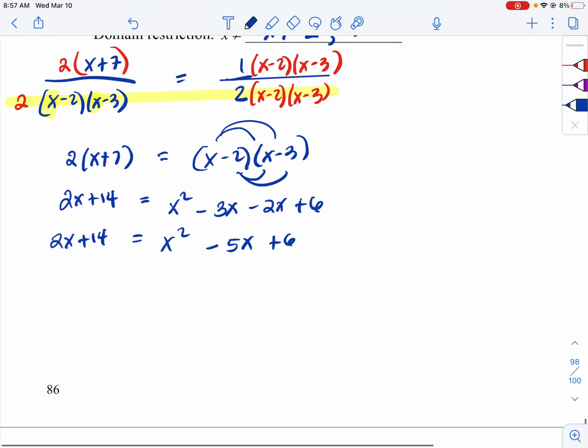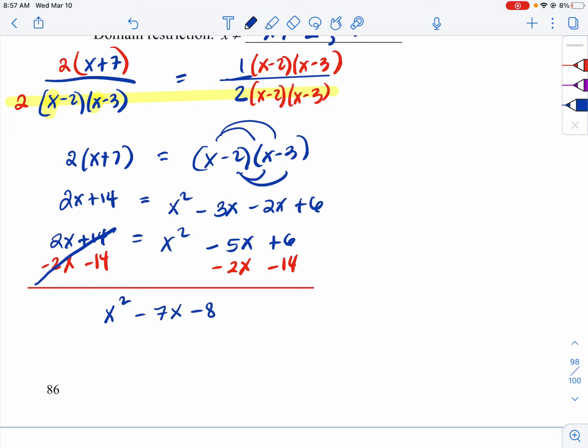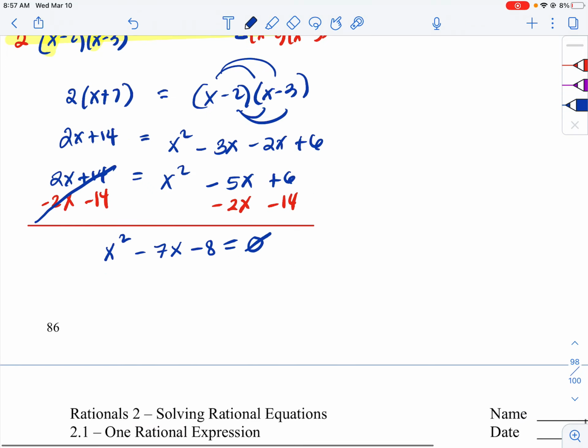Now I have to combine. I have a quadratic, so I have to move all of this. So minus 2x, minus 2x, minus 14, minus 14. So we are going to have, what do we have here? That's gone. We have x squared minus 7x minus 8 equals 0. And this time, we are going to factor it because we have a quadratic.